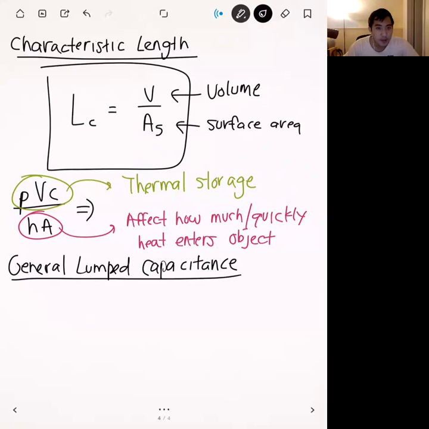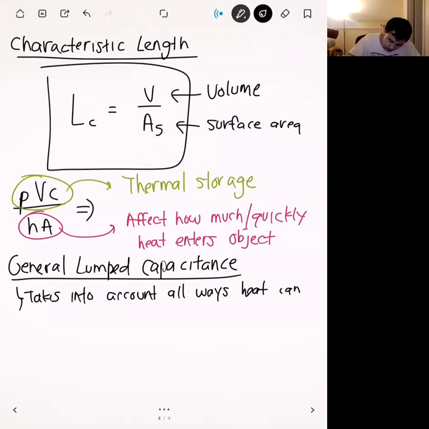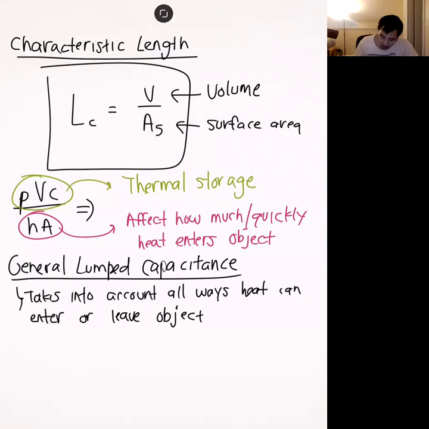And so the idea of general lump capacitance here is to characterize all the different ways that heat can either enter your object or leave the object, with the exception of radiation, because again, we're going to save that for a later time. And so if I draw a general object here, we have actually three sources that we can consider. Okay, three sources.